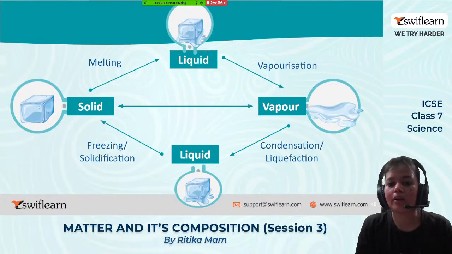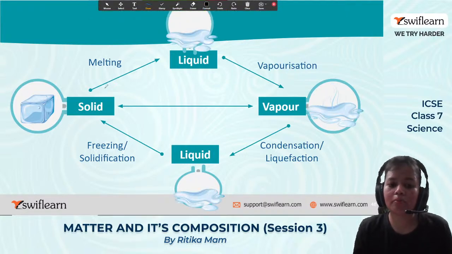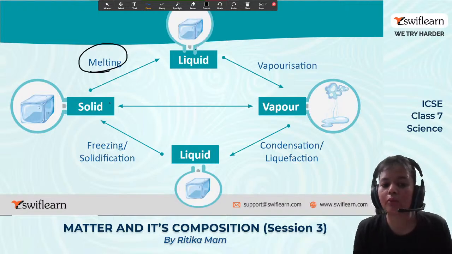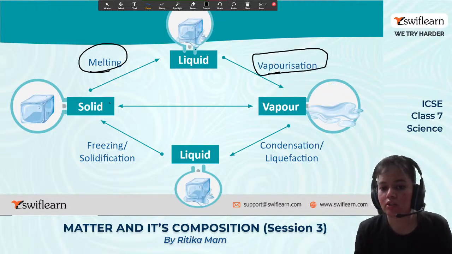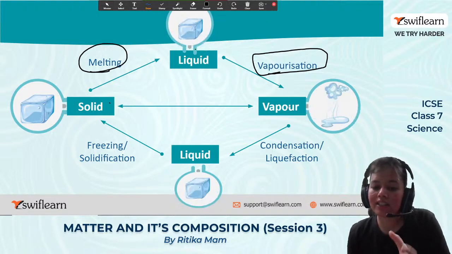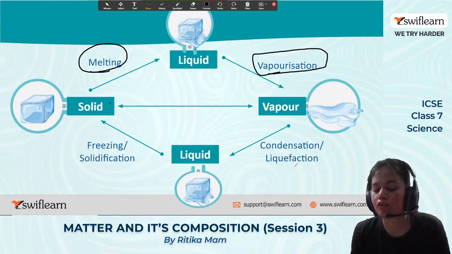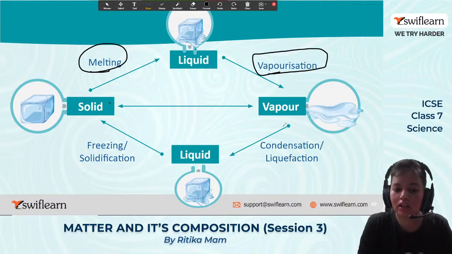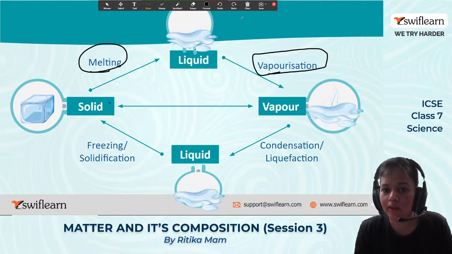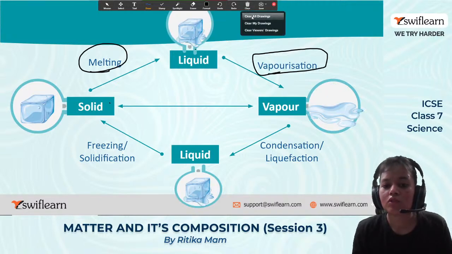So let's see over here. When we increase the temperature of a solid, it will melt. Solid to liquid is known as melting, and liquid to vapor is known as vaporization, because it is forming vapor. If I take the vapor and condense it, the process is known as liquefaction. It will change its state to liquid, and from liquid on freezing, the process is known as solidification. It will change its state from liquid to solid.